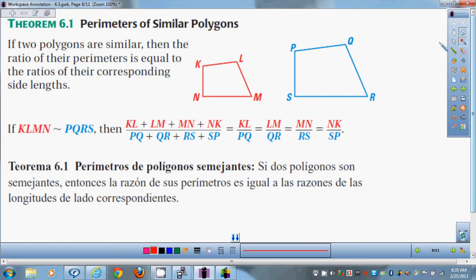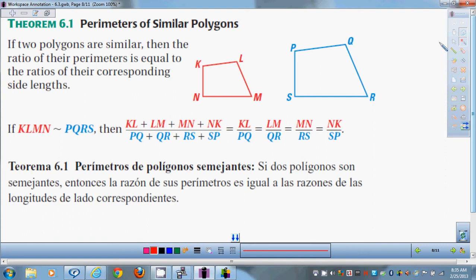Why would we ever need to do that? There's a chance that in a proof, like on a test, there might be one that says, how do you know that the perimeters are proportional? And you do Theorem 6.1. But most of the time you don't. Once you find the scale factor and you know they're similar, just apply it for the perimeters.